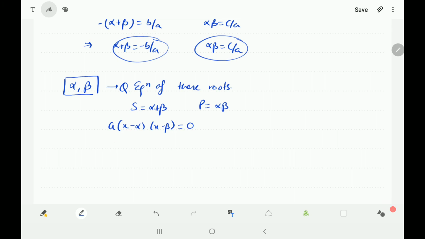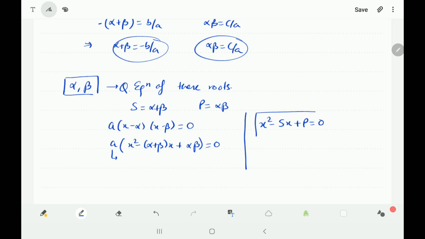Then it will become a times x square minus alpha plus beta x plus alpha beta is equal to 0. I can drop the a from the equation because a is not equal to 0, otherwise it won't be a quadratic equation. So we will get x square minus sx plus p equal to 0. So this is also a result which will give us the quadratic equation whose roots are alpha comma beta.